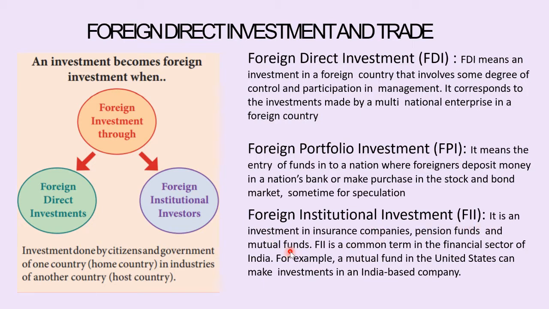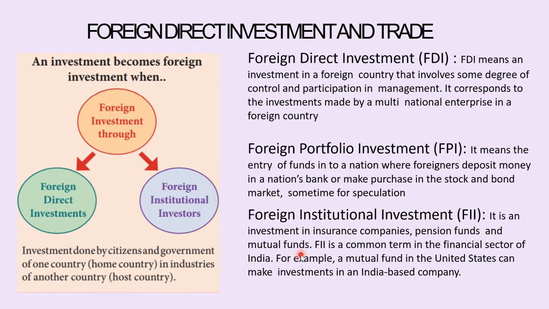It is an investment in insurance companies, pension funds, and mutual funds. So here a foreigner is investing in our companies. It may be an insurance company or pension fund or mutual funds. In commerce you would have studied about mutual funds. So what is a mutual fund? A mutual fund is a company that pools money from many investors and invests the income in securities such as stocks and bonds.